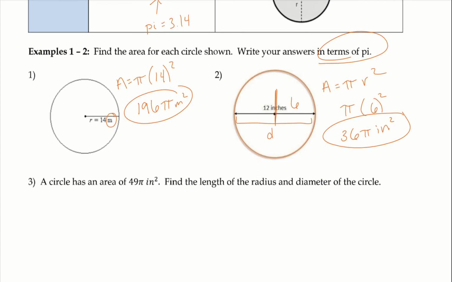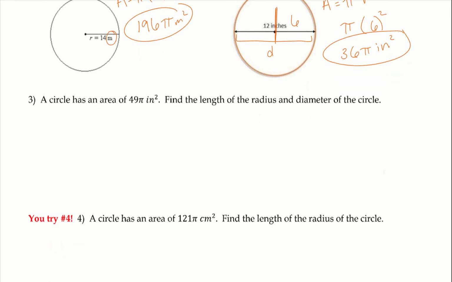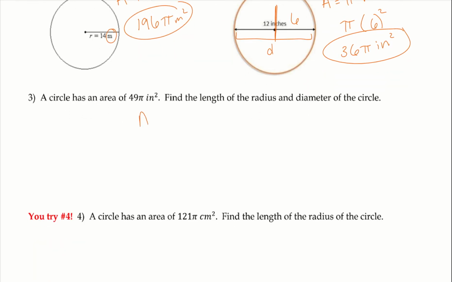Number 3, a circle has an area of 49 pi inches squared. Find the length of the radius and the diameter of the circle. So remember, area equals pi r squared. It tells us what the area is, so that's going to be plugged in to my A value. So I now have 49 pi equals pi r squared. And so there's a couple ways to look at this. One, you might say, okay, well, the pi's are in common, so what squared will give me 49? That is a valid way to find what your r is, but let's go through all the inverse operation steps.